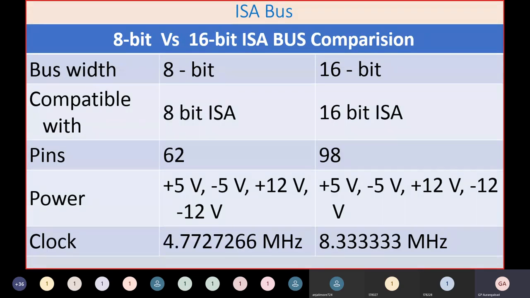Now, if you see the comparison between the 8-bit ISA bus and the 16-bit bus, you will find that the bus width is 8-bit and 16-bit. Number of pins: earlier ISA had 62, now ISA has 98 pins. Voltages required for this bus are very large, plus 5 volt to minus 5 volt. And PCI Express requires hardly 1.2 volts. Here you can see how many voltages you require for this particular bus.